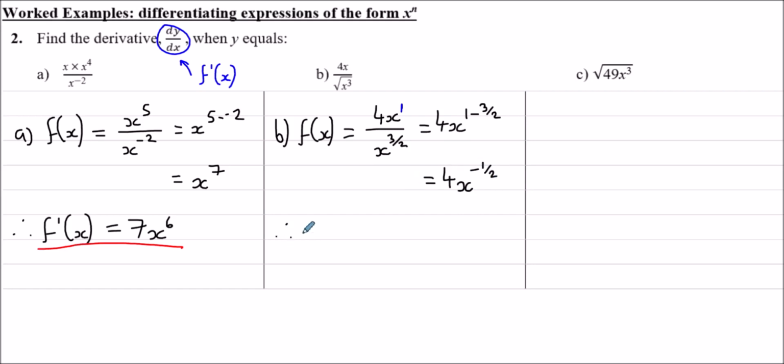So therefore, if we differentiate this, f dashed of x, we bring the power to the front, and so this is going to multiply the original coefficient. And so 4 multiplied by the minus a half, that's going to become minus 2. And the new power of x we're going to reduce by exactly 1. So minus a half minus 1 becomes minus 3 over 2.